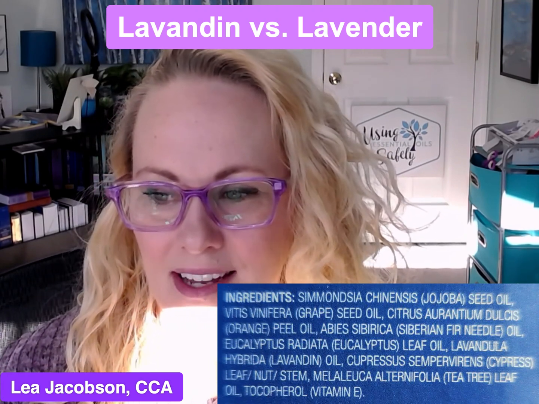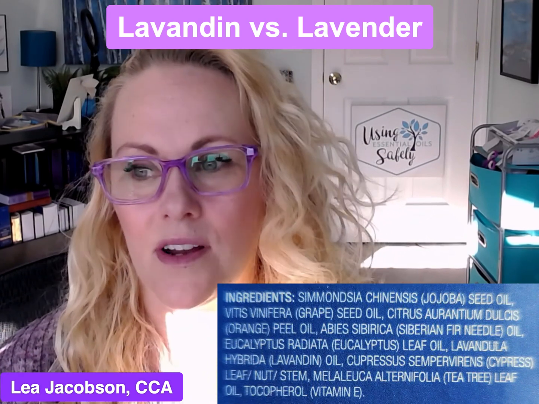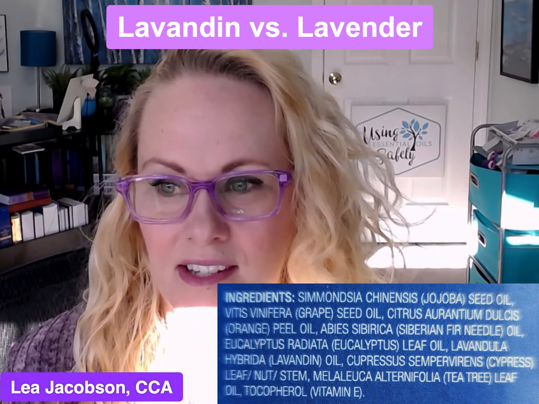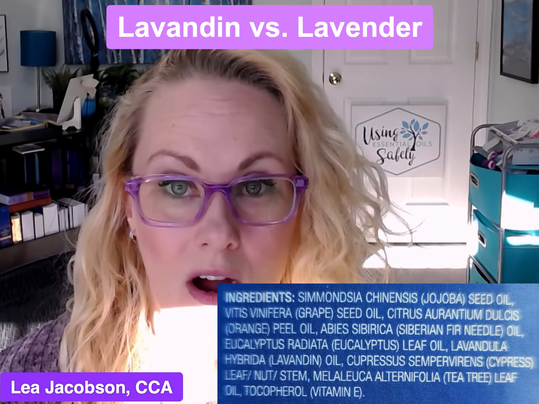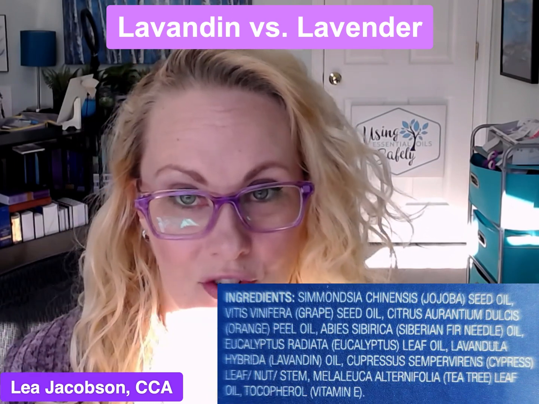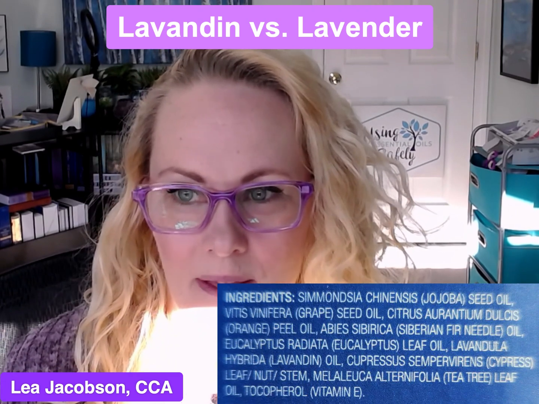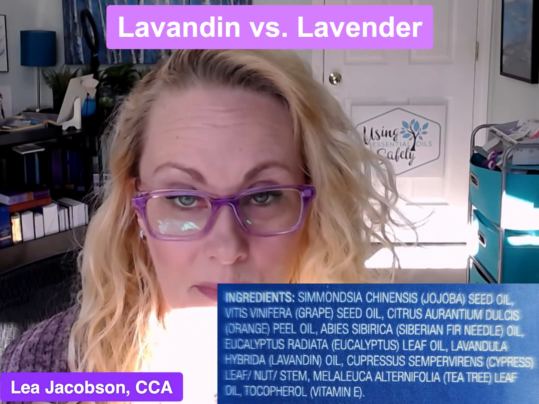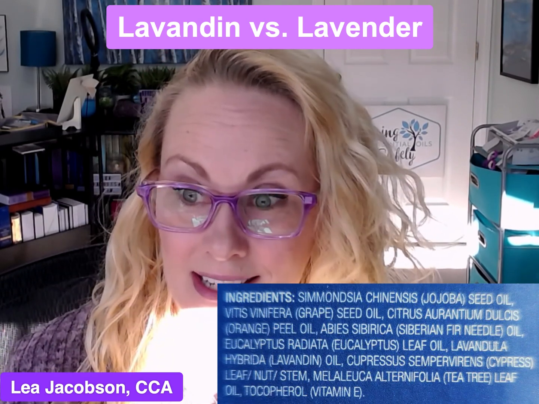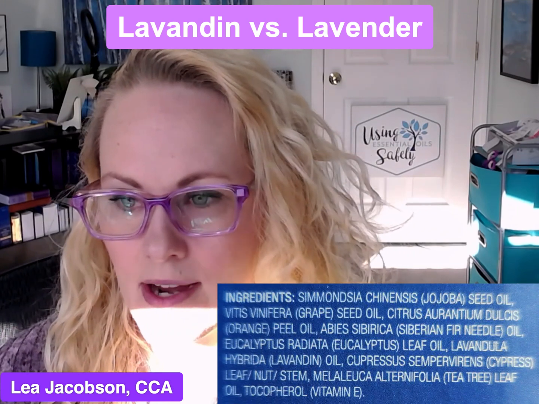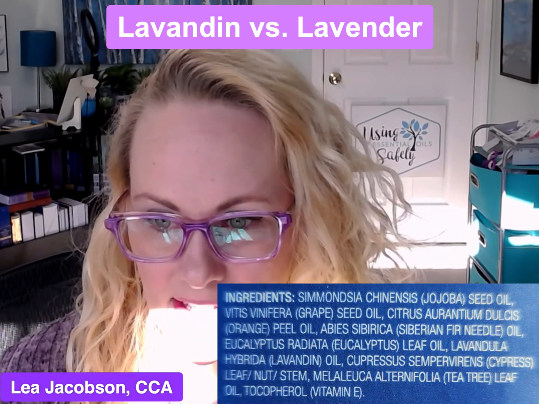Lavandin is a blood thinner, so it does have an interaction if you are using aspirin or if you are on other blood thinners. It also has a contraindication because it's blood thinning if you are about to or just had surgery. So something to keep in mind there as well. That is the big major difference between lavandin and lavender: lavandin is blood thinning. All right. It is also not safe to use with dogs, whereas lavender is.